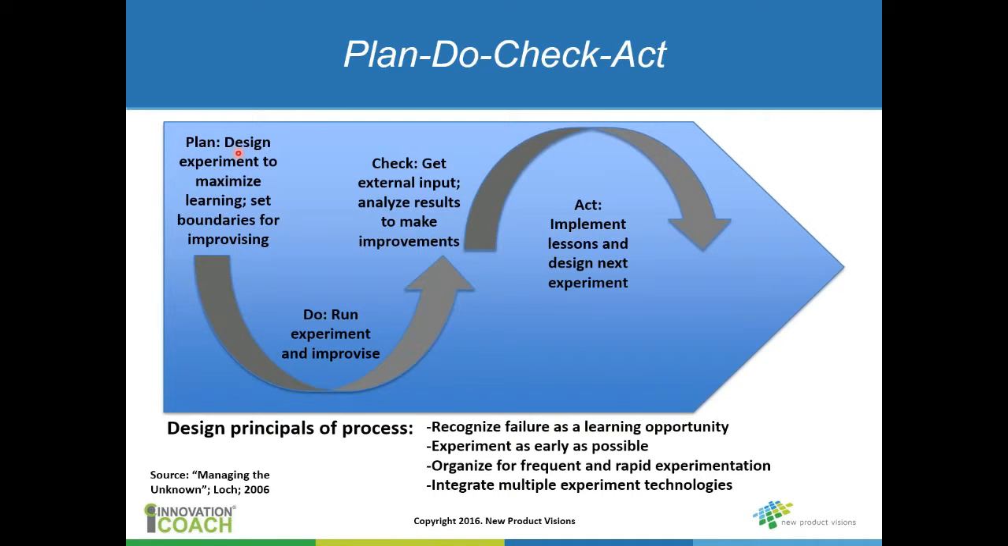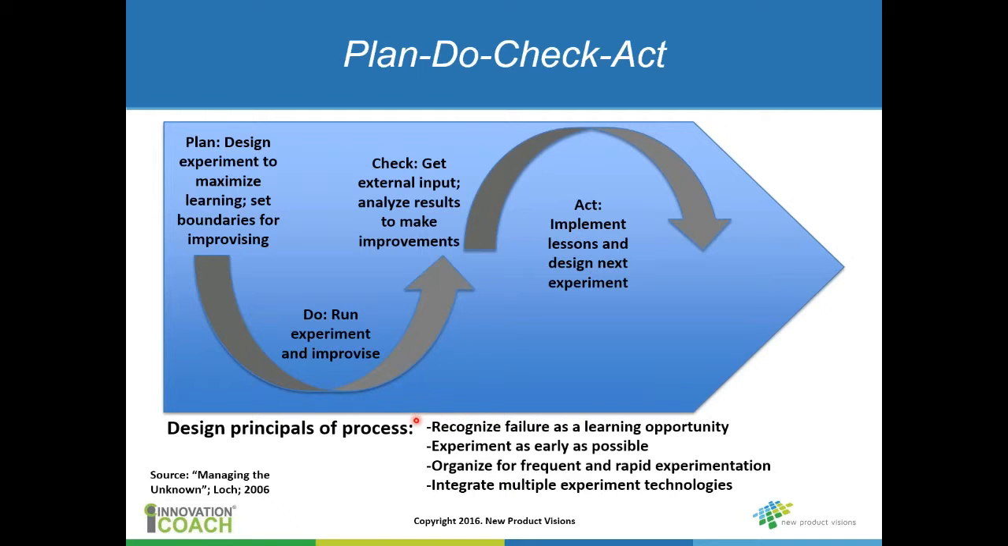So how it plays out in the context of new product development is better illustrated here, where it's really all about designing experiments to maximize your learning. You have to set some boundaries for improvising during that experiment. You run that experiment, you learn from it, you look at the results, and you make improvements for the next experiment, and then you carry on in order to continue to learn.